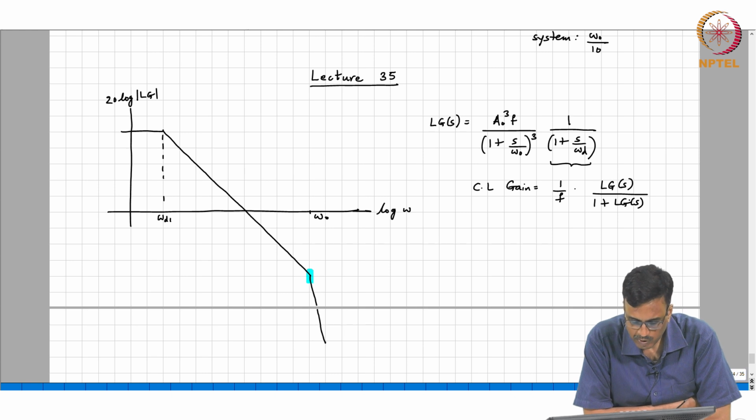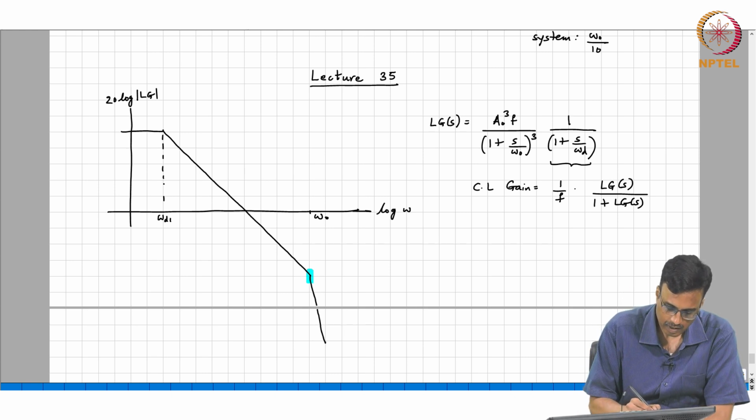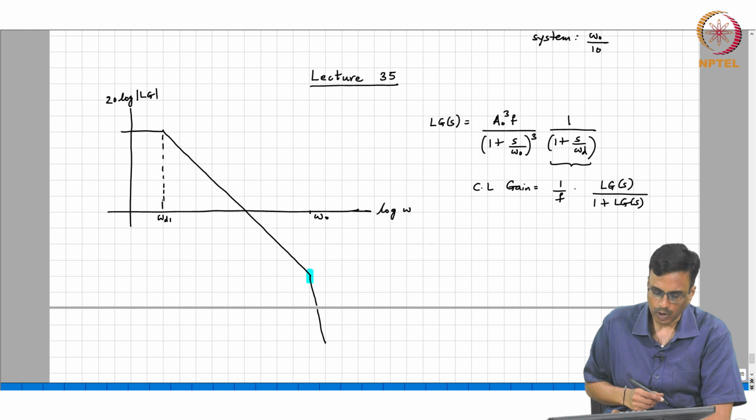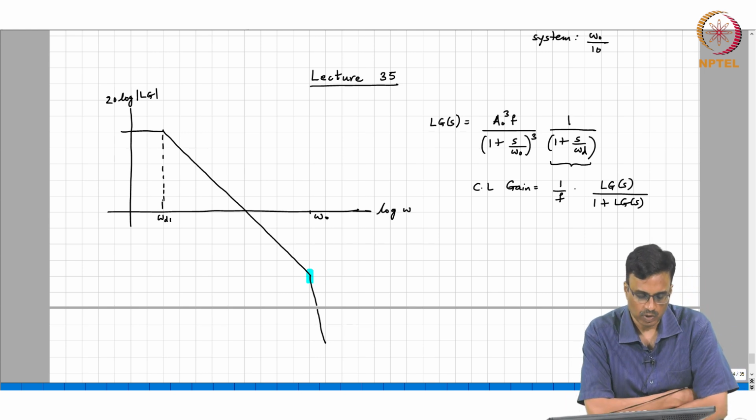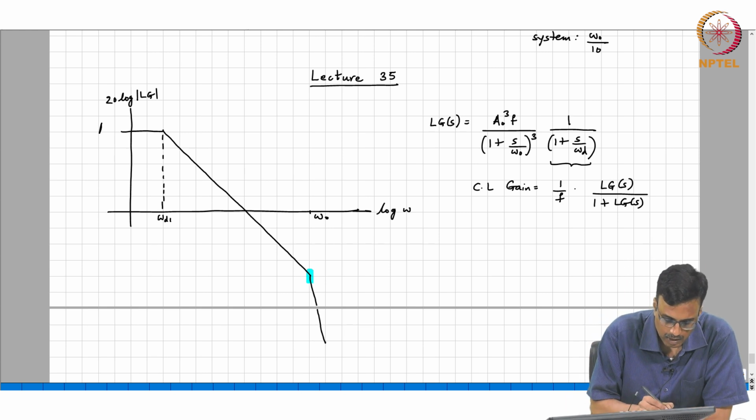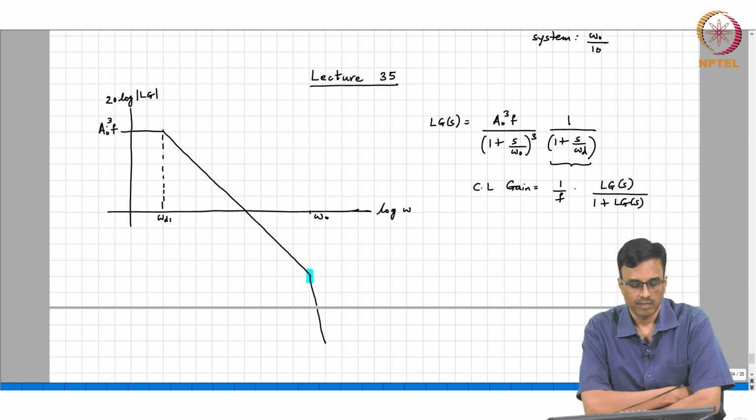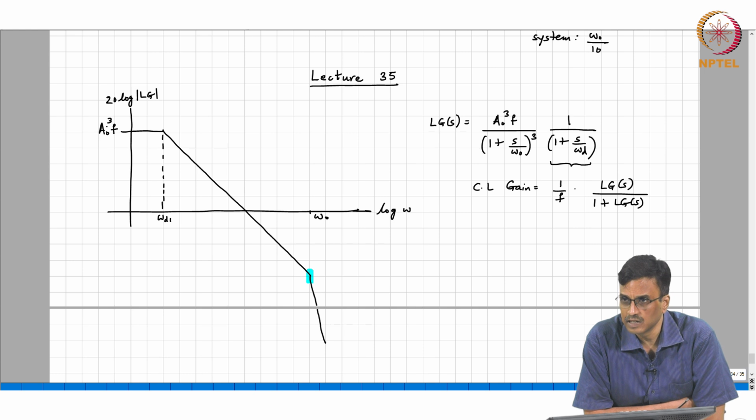So that brings us to the next question. What is it that we are paying? Thanks to dominant pole compensation, we have the luxury of having a large DC loop gain, which is A naught cube f, while at the same time inheriting the stability of a first order system, right? But there is no free lunch. So what have we paid in this whole bargain?